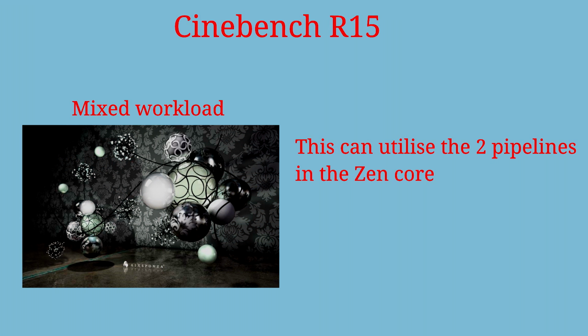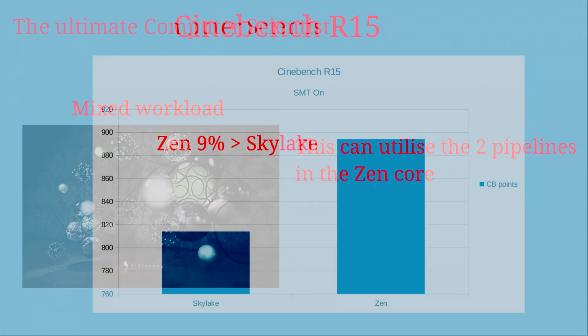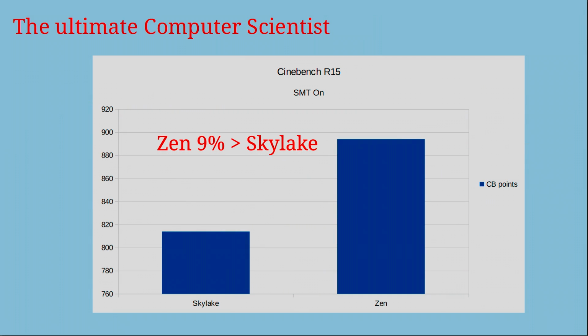Where there are enough floats and integers to fill both pipelines, you find the full bandwidth of the core can be utilised. This explains the Cinebench score, where Zen is ahead by a statistically significant margin, showing us that Zen cores do definitely have the bandwidth to match and even beat the Skylake core.